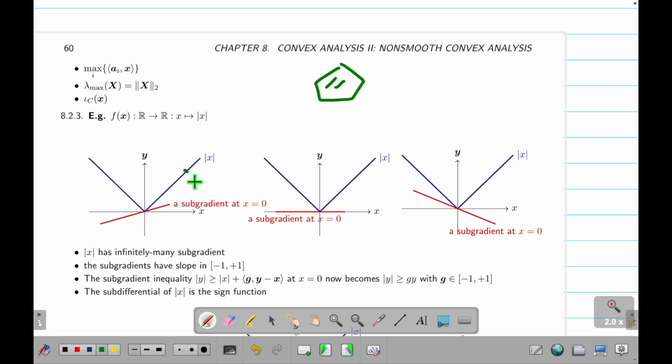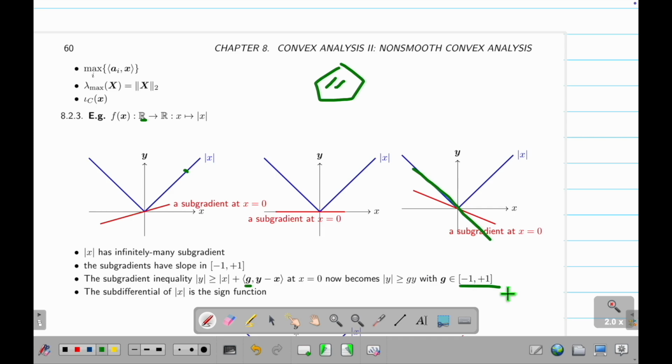What's the slope of the blue here? 1. So the largest slope is this green line. The slope is 1. What's the smallest slope? Not 0, it's -1. Because the smallest slope is this line, where the slope is the blue. The slope at this point is -1. So therefore, for this function, which is one-dimensional, R1 to R1, the subgradient is also a one-dimensional number. So in this case, G is just a number. It's somewhere between -1 and 1.